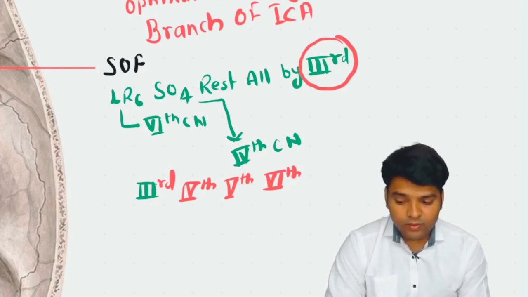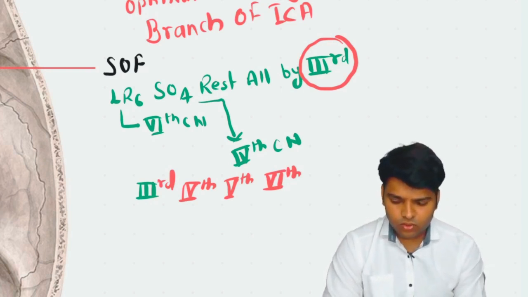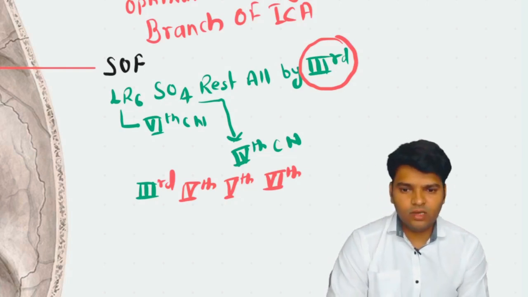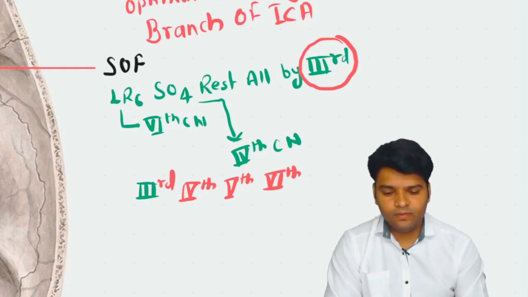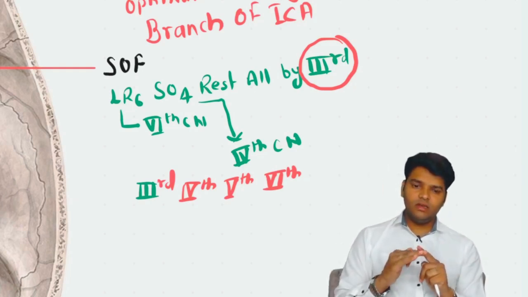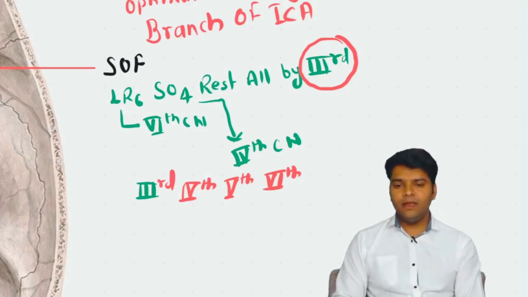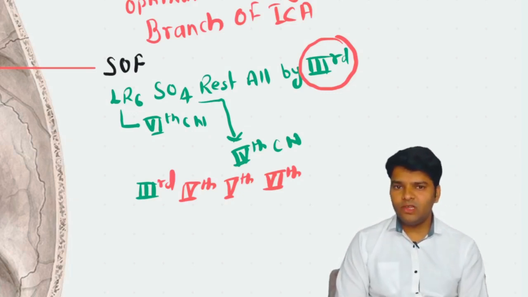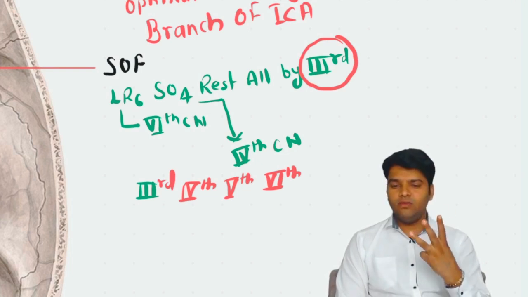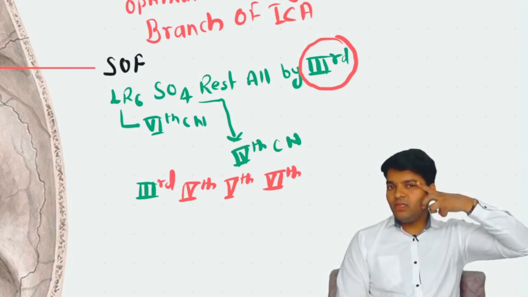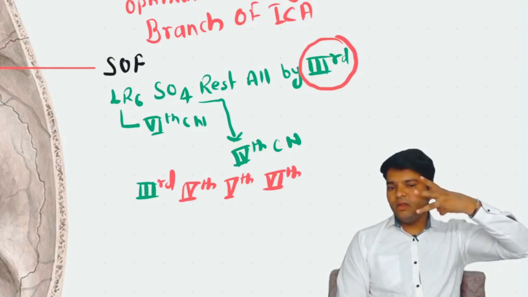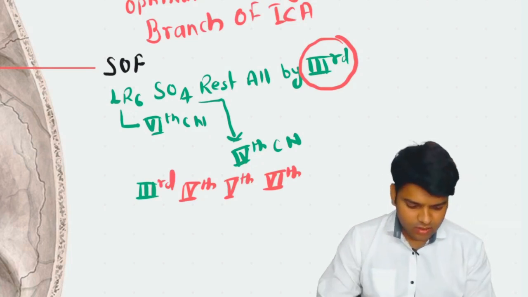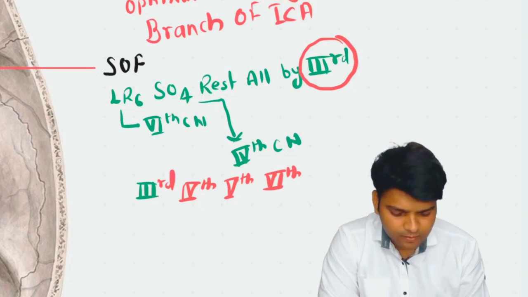Now I want to tell you how the 5th cranial nerve passes through the superior orbital fissure, and which branch of the trigeminal nerve passes through it. First of all, the 3rd, 4th and 6th completely pass through the superior orbital fissure. The trigeminal nerve, the 5th cranial nerve, has three branches: the ophthalmic branch, the maxillary branch and the mandibular branch. The ophthalmic branch is called V1.